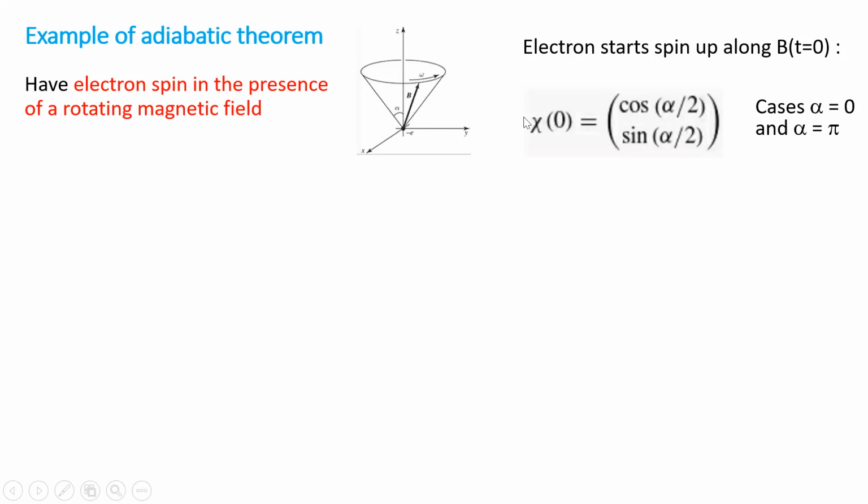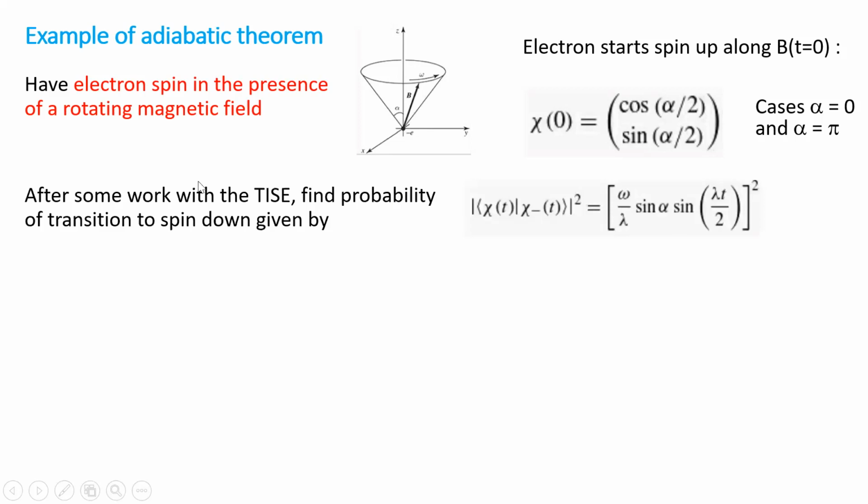On the other hand, if we're in the XY plane, or say along X, for example, then alpha would be pi. Pi, this should be pi over 2. Not pi, but pi over 2. So then cosine of pi over 4 is root 2 over 2, and sine of pi over 4 is root 2 over 2. So we get chi equals (root 2 over 2, root 2 over 2), which is the eigenstate of spin up Sx. So it matches in those two cases.